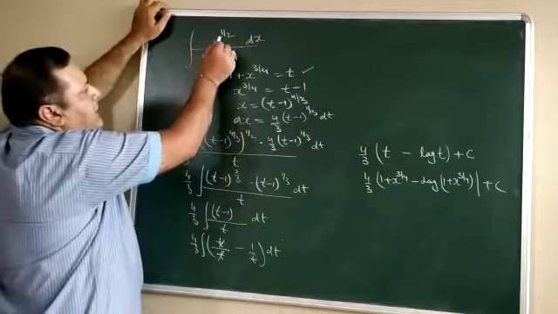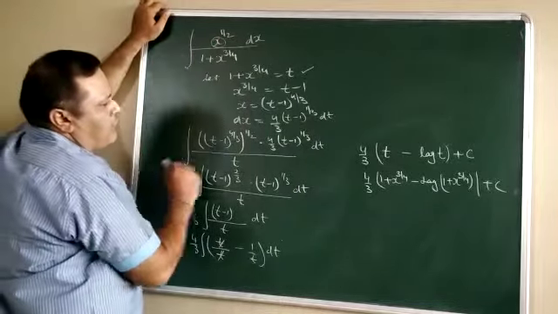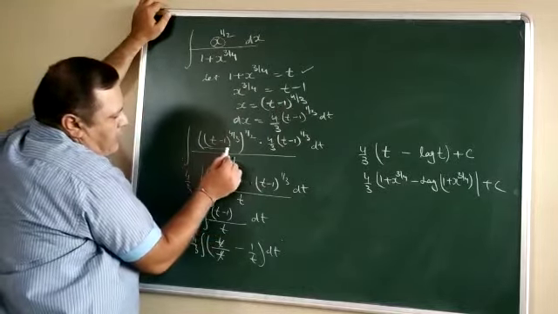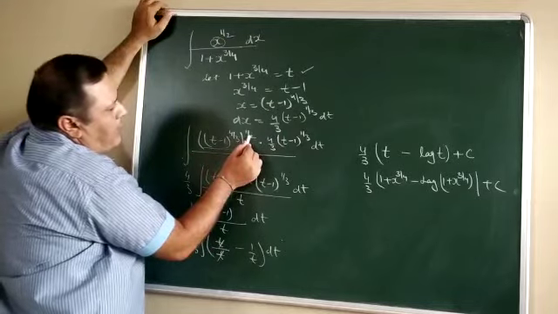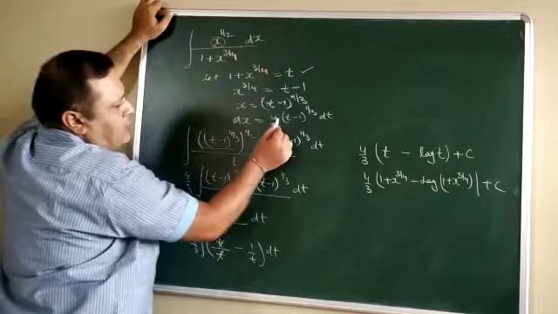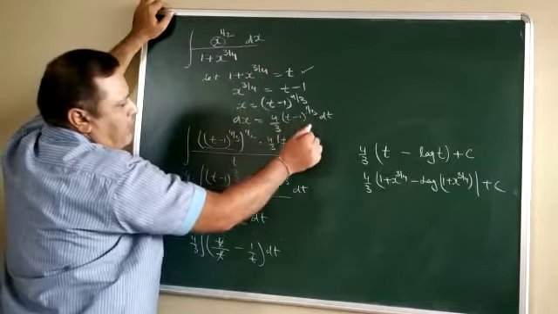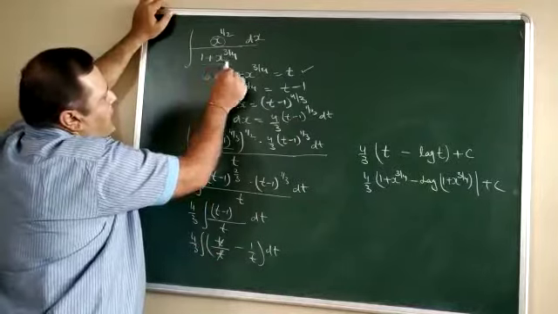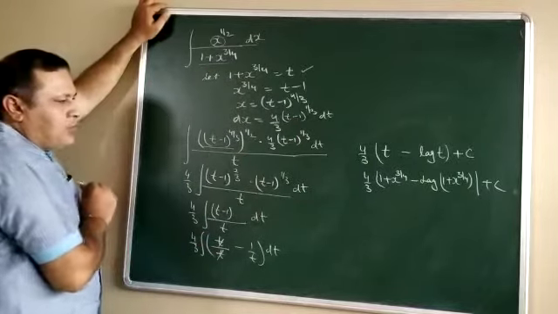See here, it is x to the power 1/2. What is x? (t minus 1) to the power 4/3, along with the power 1/2, into dx. dx equals 4/3 (t minus 1) to the power 1/3 into dt, upon 1 plus x to the power 3/4, that is equal to t.